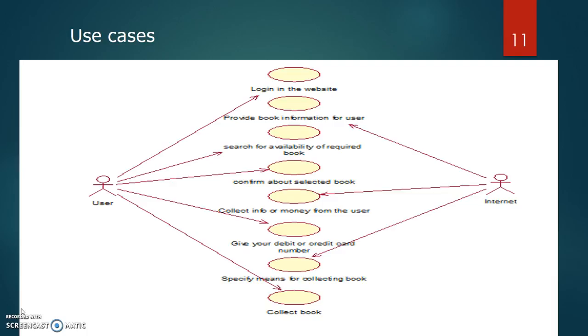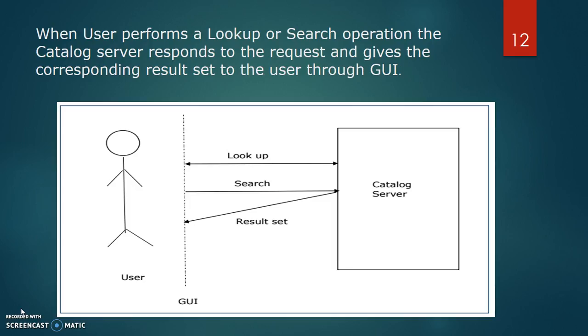And the actions performed by the other actor, the internet, will be providing the book information given by the user, searching, and collecting the money from the user, and specifying means for the collected book. And this following figure shows how the search operation will be performed in the background process.